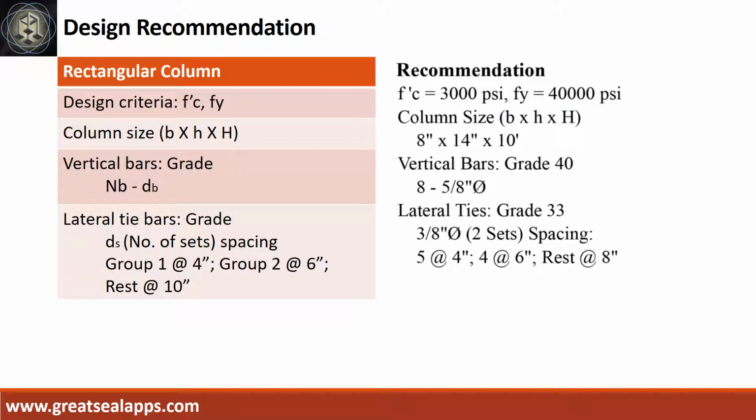Design recommendation as follows: Fc prime equals 3000 psi, Fy equals 40,000 psi, column size is 8 inches by 14 inches by 10 feet, vertical bars of grade 40, 8 pieces 5/8-inch diameter bar, lateral ties of grade 33, 3/8-inch diameter bar 2 sets, spacing 5 at 4 inches, 4 at 6 inches, rest at 8 inches.